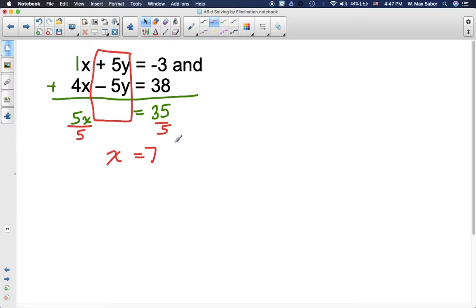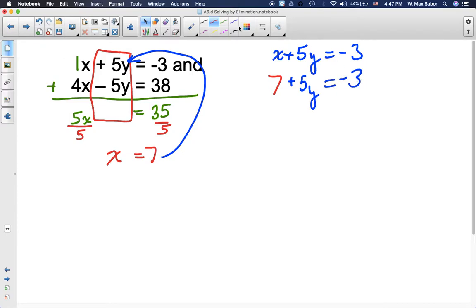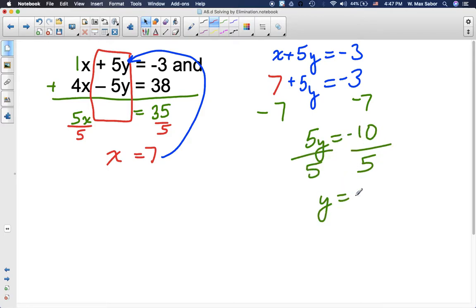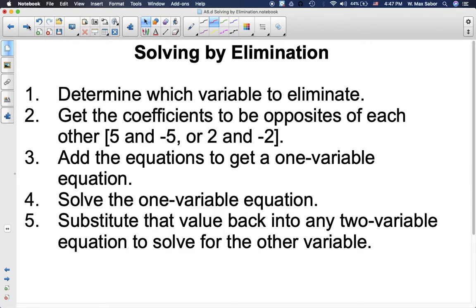Now we can plug this back into either one variable equation. So x plus 5y equals negative 3. x was 7, so 7 plus 5y equals negative 3. Now we subtract 7 from both sides. 5y equals negative 10. Divide by 5. y equals negative 2. So this is a method of solving by elimination.